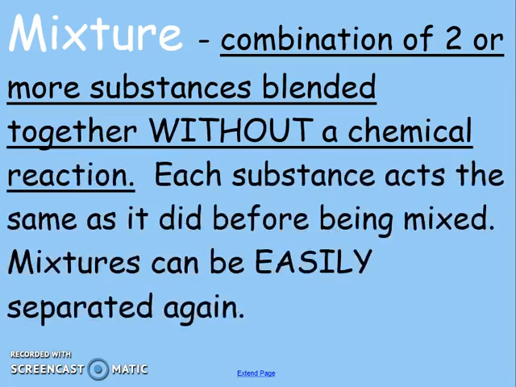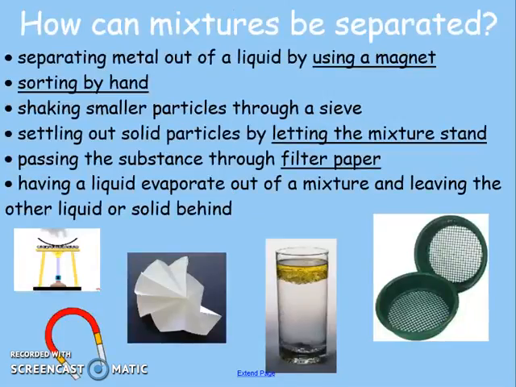Okay, switching to mixtures. A mixture is also a combination of 2 or more substances or elements that are blended together without a chemical reaction. Each of those substances still acts the same as it did before being mixed. Mixtures can be easily separated again. Let's look at some examples. How can those mixtures be separated? If we have metal in a liquid, we can use a magnet to separate them. If you have something like salad, you could use your hands to sort. If you don't like tomatoes, you can just pick them out. That would be a way you could separate that mixture.